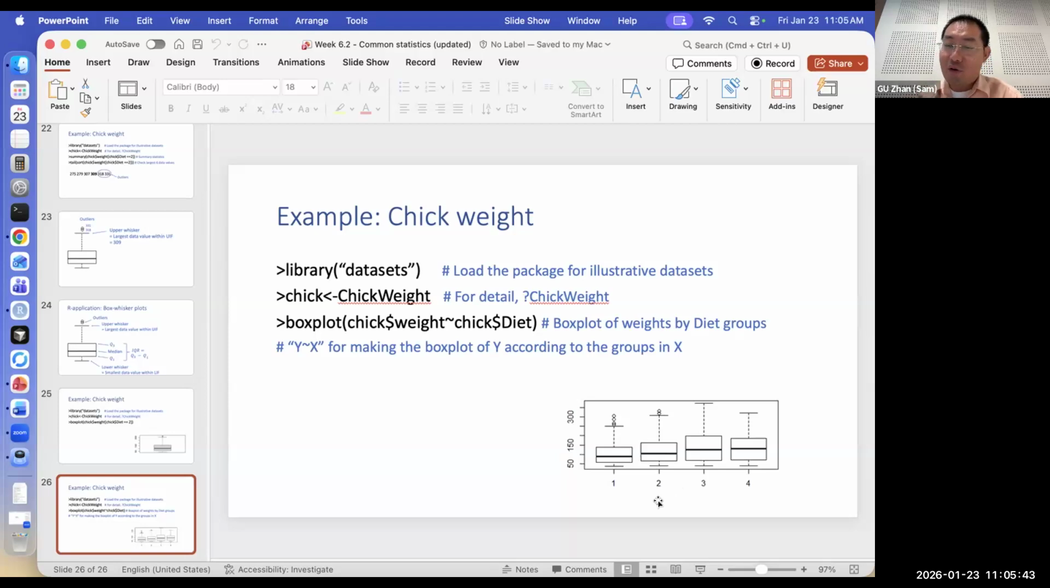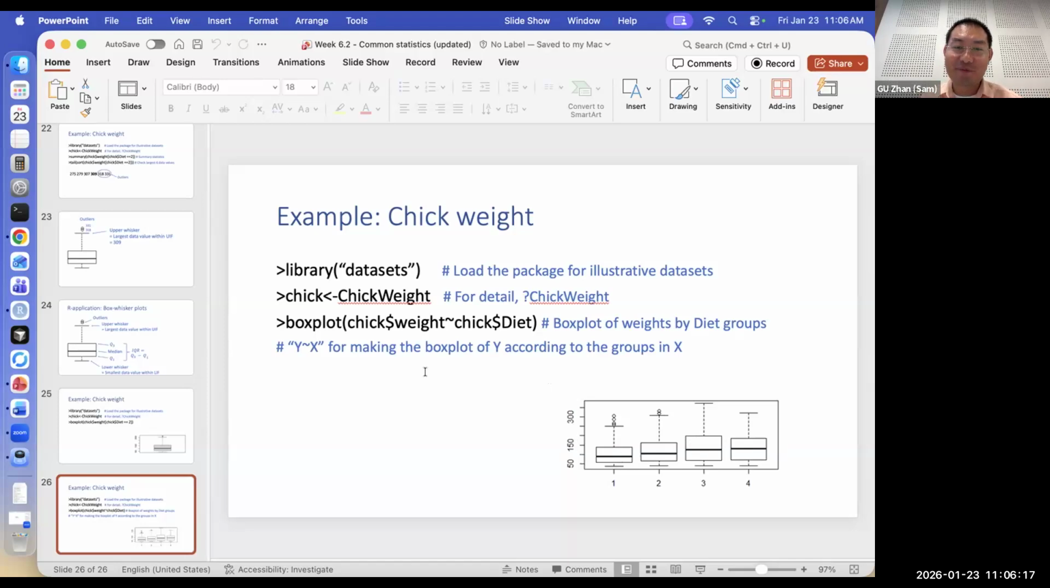Which brand, as the owner of the farm, which brand are you going to buy and use in the future? Okay. So your purpose is to choose a food which will give you generally heavier weight of the chick. Okay, so 3 and 4 will overall give you heavier chicks. But among 3 and 4, which one will you choose? Which one will you choose?